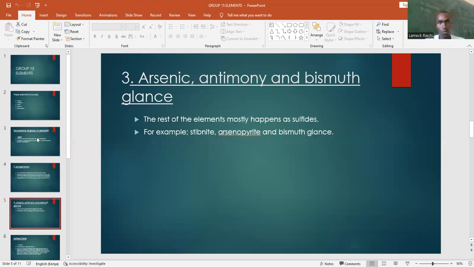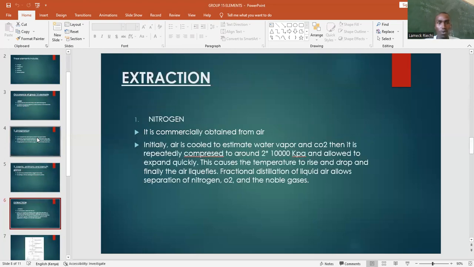Now let's go to the rest of the elements, which are arsenic, antimony, and bismuth. These elements happen mostly as sulfides. Now let's go to extractions of each one of these elements. We'll start with nitrogen.